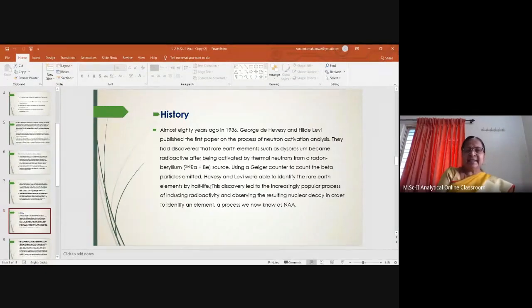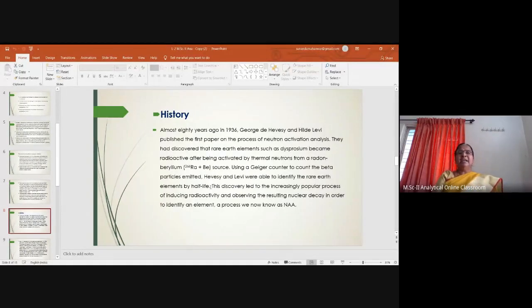It is the characteristic of that element, and by measuring the half-life, they identify the rare earth elements present in the sample. This discovery led to the increasingly popular process of inducing radioactivity and observing the resulting nuclear decay in order to identify an element, and that process is now known as NAA, neutron activation analysis. This is the history of neutron activation analysis.